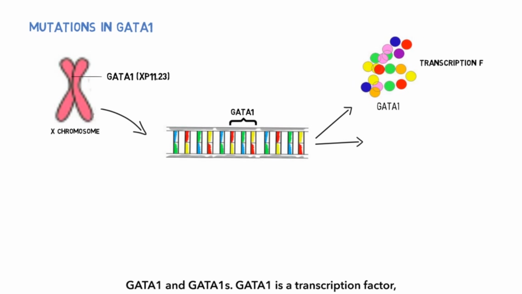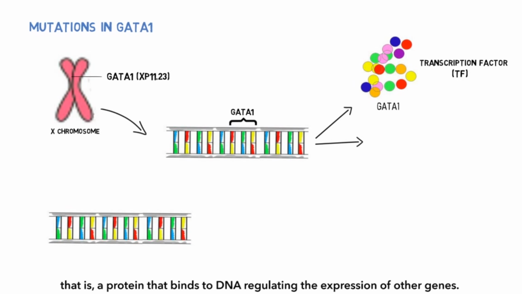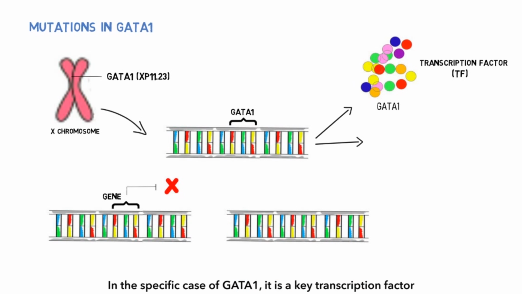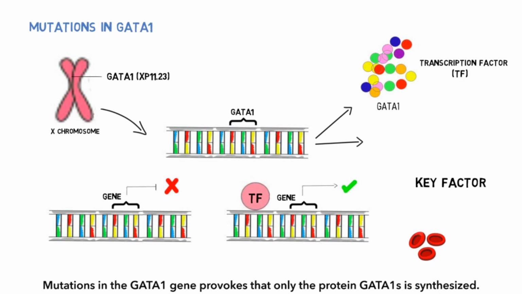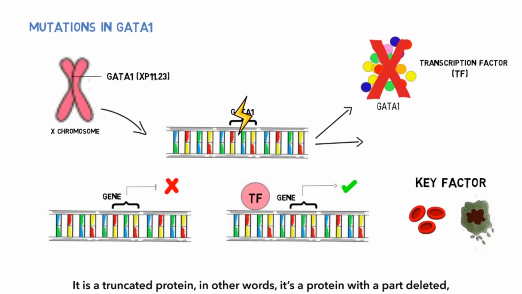GATA1 is a transcription factor, that is, a protein that binds to DNA regulating the expression of other genes. In the specific case of GATA1, it is a key transcription factor in the differentiation of erythrocytes and megakaryocytes. Mutations in the GATA1 gene cause only the protein GATA1S to be produced. It is a truncated protein.